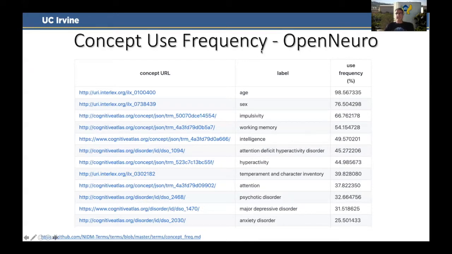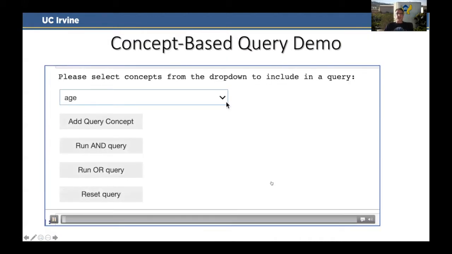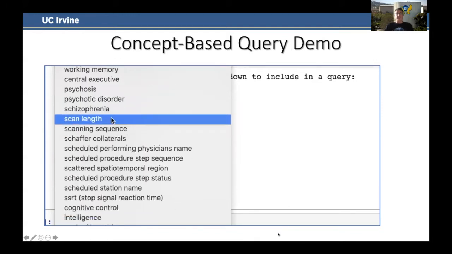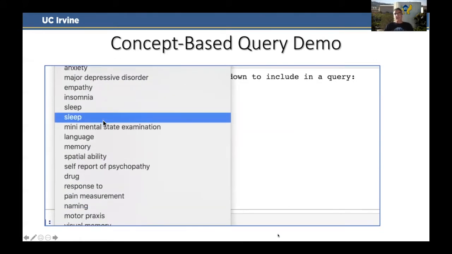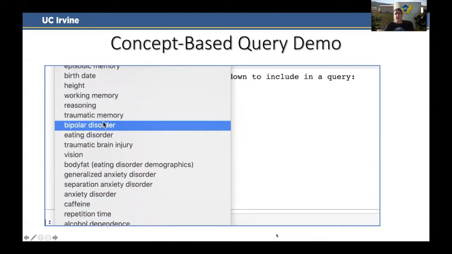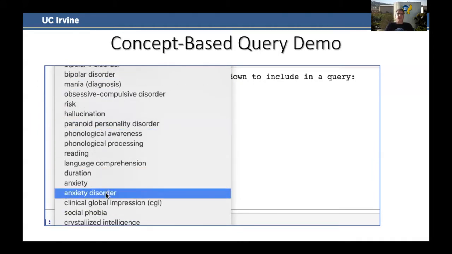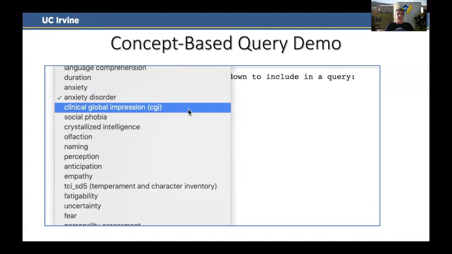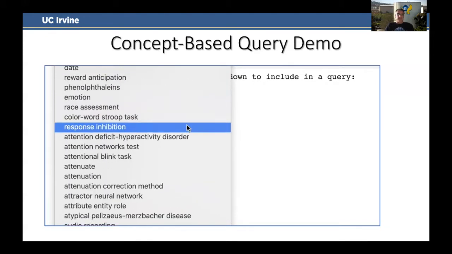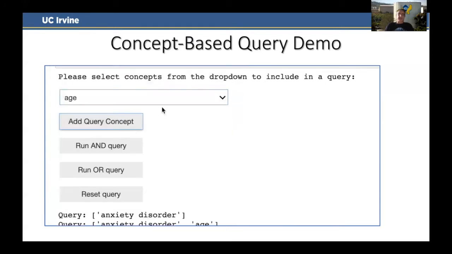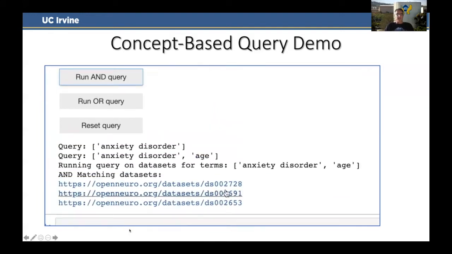Once we've done the concept annotations of the OpenNeuro data sets, we can look at concept use frequency and find that 66% of the OpenNeuro data sets had some measure of impulsivity based on our annotations. And then we can use these concepts to create a little search engine that operates just on the participant.json file. Also, we could do this with the NIDM files, which we are doing, but this particular demo is showing how to use the JSON sidecar files directly. Essentially, select the concepts you're interested in, and you can then search across, at least in this case, the OpenNeuro data sets for data sets that have a measure of anxiety disorder and a measure of age.